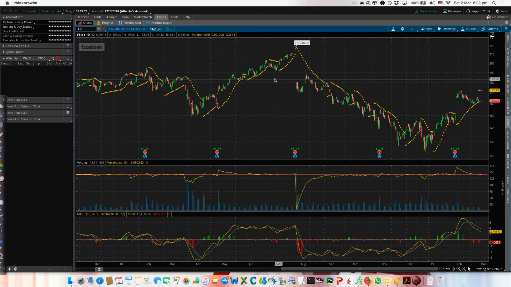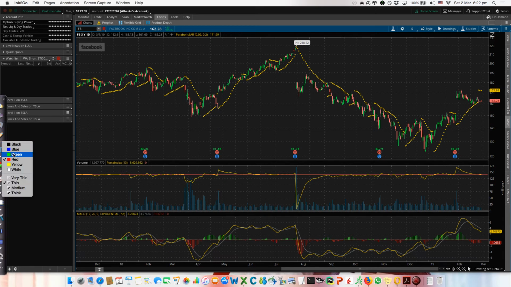Okay, first one, as I said, Parabolic Stop and Reversal. What is the idea? The idea here is very easy. When you see the dot below the price, below the candle, it means bullish signal. When you see the dot above, it means bearish.